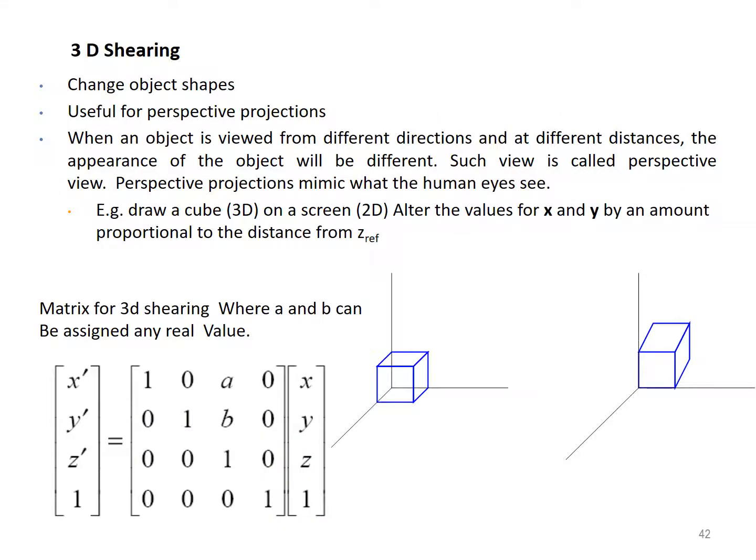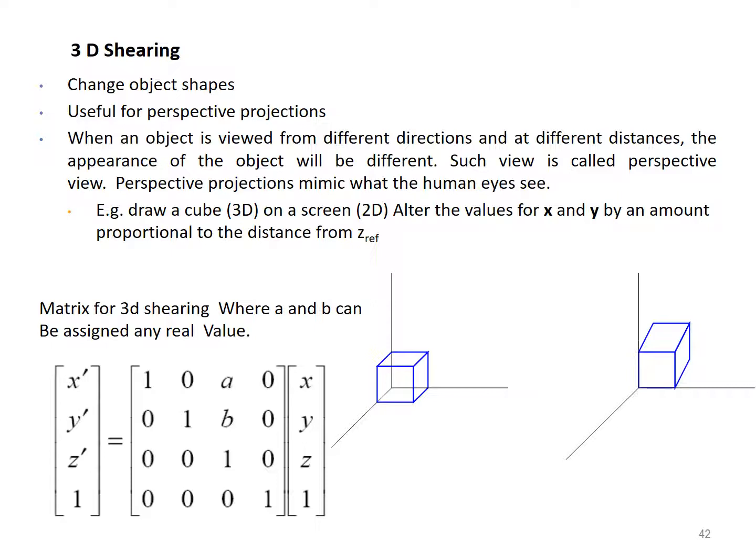3D shearing. Shearing changes the shape of the objects and is useful for perspective projections. When an object is viewed from different directions and at different distances, the appearance of the object will be different. Such a view is called perspective view. Perspective projections mimic what the human eye sees. For example, if we shear the cube in the 3D plane along the x and y axes, the perspective and the shape of the cube have changed.